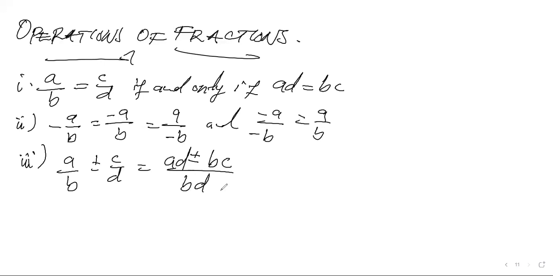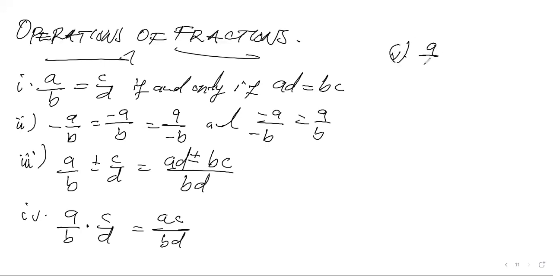And then multiplication, these things we know. A over B times C over D. You straight multiply numerator with numerator and denominator with denominator. So you're going to get AC over BD. So easy.